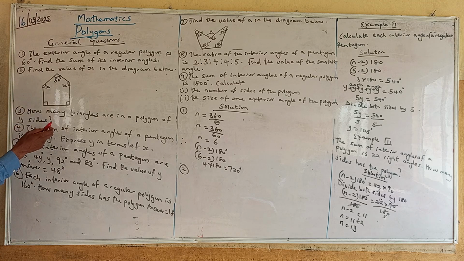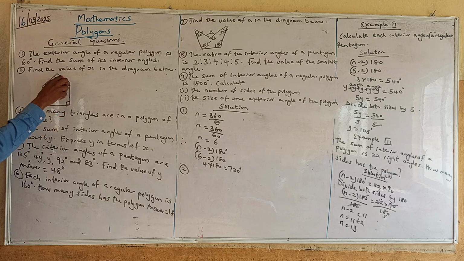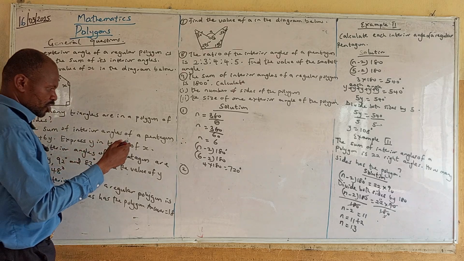we have to find the value of s here. Now, we have to calculate. Let me count the number of angles: 1, 2, 3, 4, 5. So that means the polygon is a pentagon. And if you count the number of sides, it will still give you 5. So the sum of everything here must be equal to 540. That's for a pentagon.